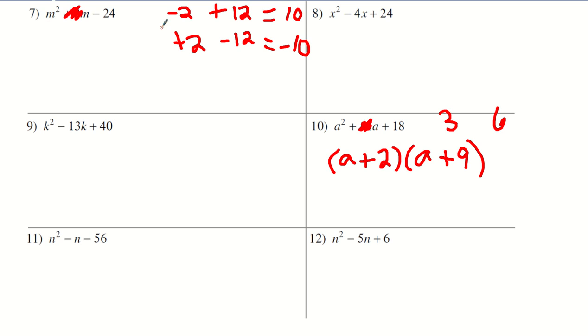But there's obviously more ways to get this negative 24. There's like positive 6 and negative 4. There's also negative 6 and positive 4. And so that's why we actually have here a plus 2, because of right here. Positive 6 and negative 4 make plus 2. But if this would have been a negative 2, we still could have factored it. You know what I mean?